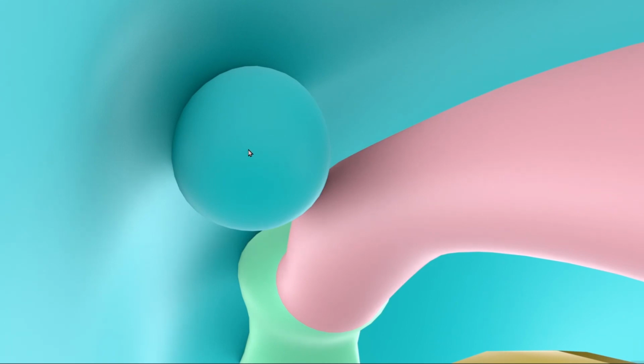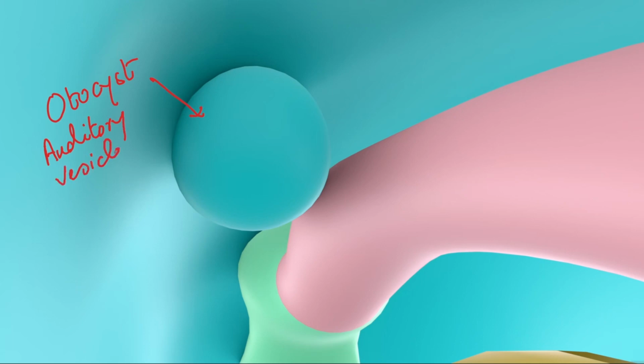This ball-like or sac-like structure is called otocyst. It has several different names. One of the names is otocyst. It is also called auditory vesicle. Let me label it for you. Otocyst or auditory vesicle, and there are several different similar names.